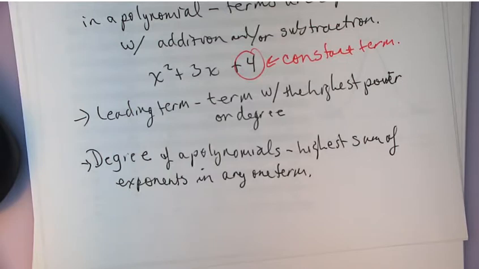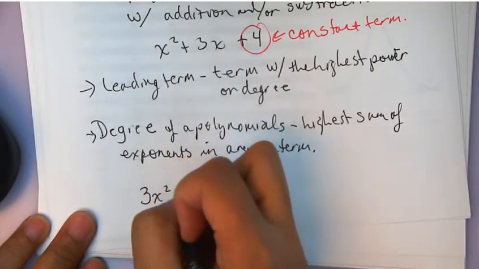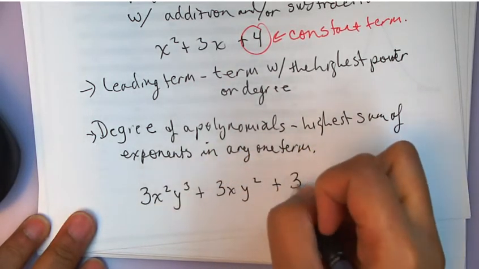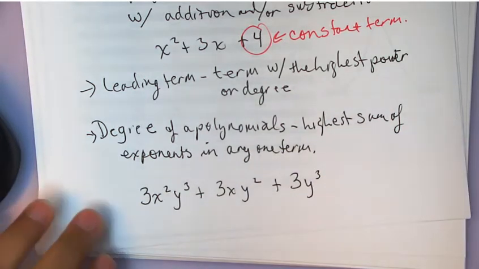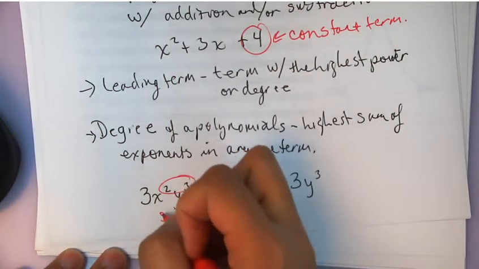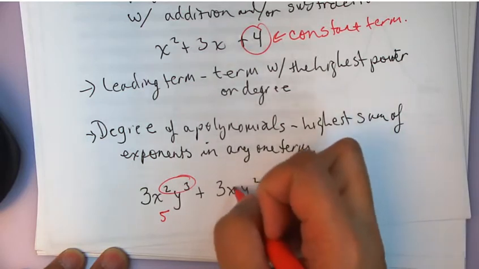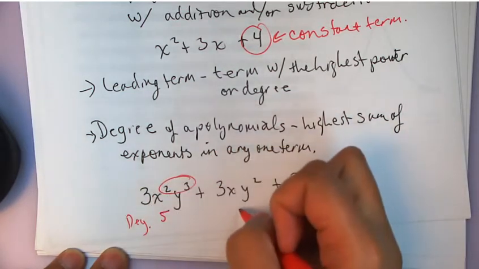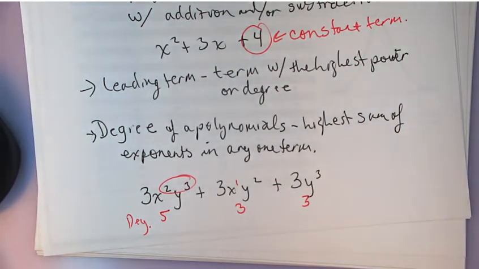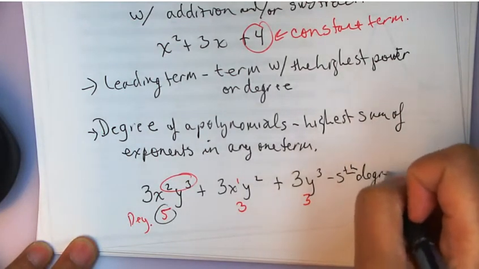So we classify based on this idea. If I had, for example, 3x squared y to the third plus 3xy squared plus 3y to the third, the sum of exponents in the first term, the degree of this term, is 5. This term here is 3, because that's a 1. And this one is also 3. Because it's a 5, it is a 5th degree polynomial.